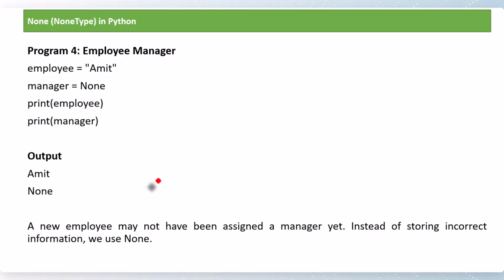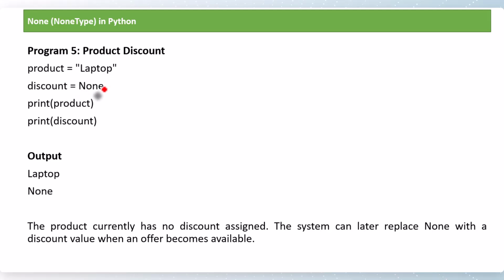As I mentioned, the employee is Amit, manager is None. The manager has not been assigned yet. If you print employee, you can get Amit. If you print manager, you can get None. Instead of storing incorrect information, you can use None here. Okay, you can try all these examples.